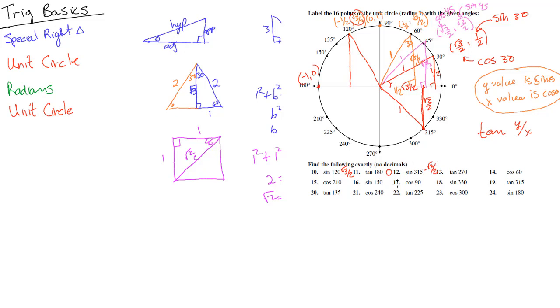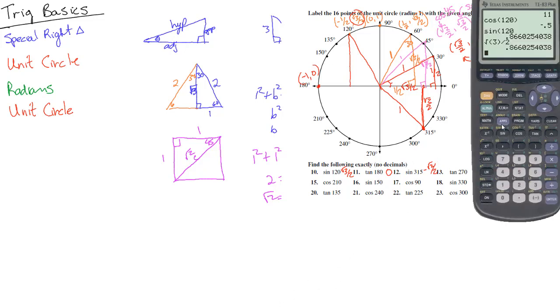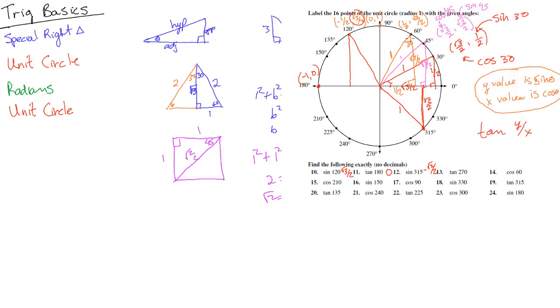Let's check that guy on the calculator just to make sure we're doing this right. The sine of 315 degrees, and that is negative, oh, I hope it's square root of 2 over 2. Let's punch that in and see if it works. Square root of 2 divided by 2. There you go.